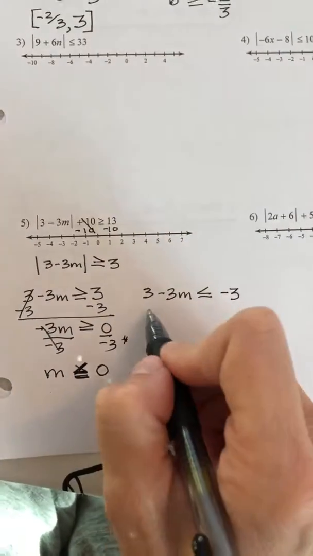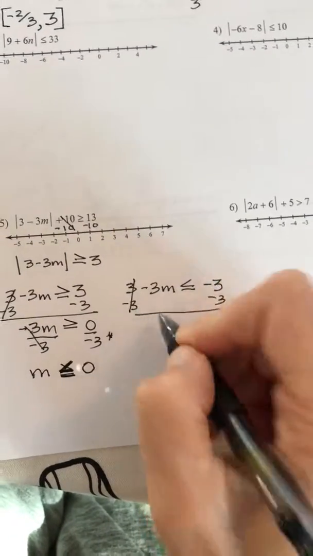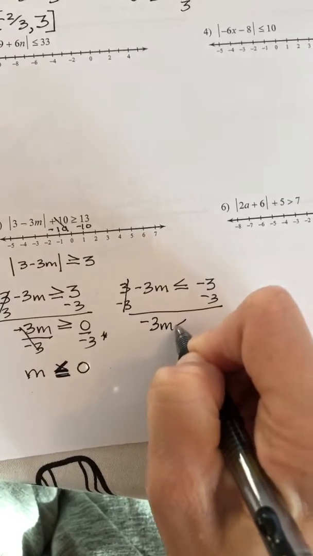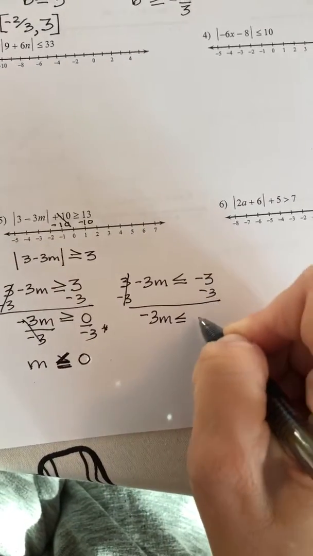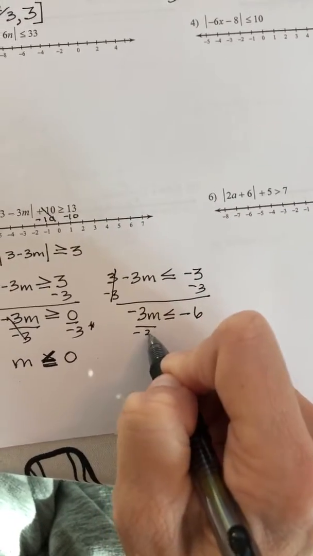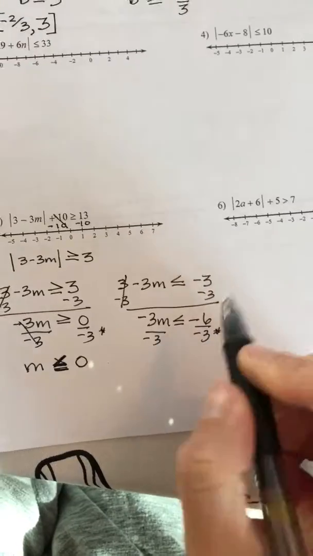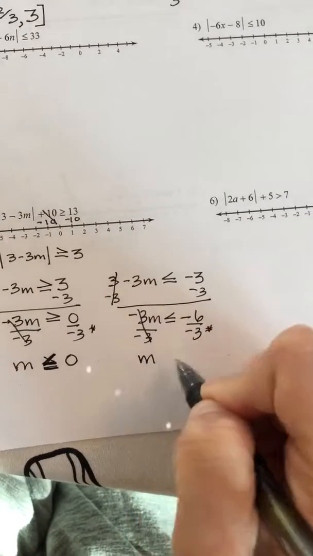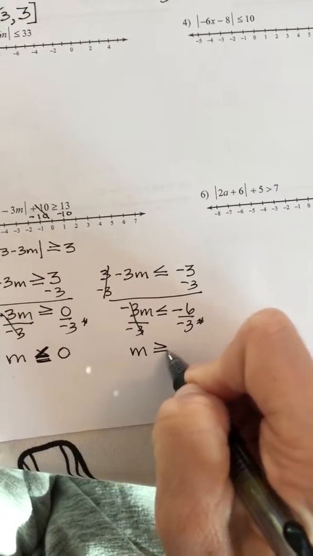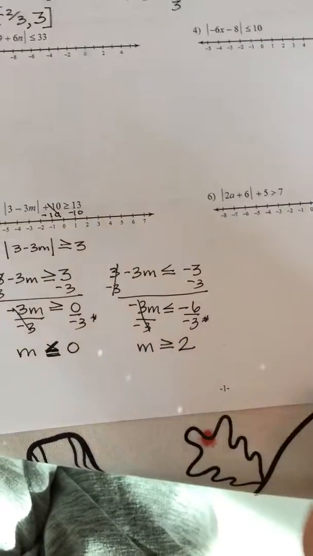So now go ahead over here and solve. So subtract 3: negative 3m is less than or equal to negative 3 minus 3, which would be negative 6. Then I'm going to divide by negative 3. Again, I'm dividing by a negative here, so I'm going to have to flip the sign. So m is greater than or equal to negative 6 divided by negative 3, which would be positive 2.